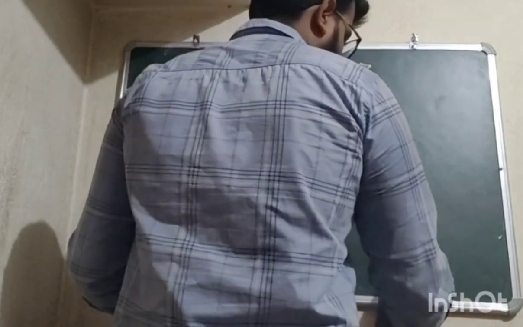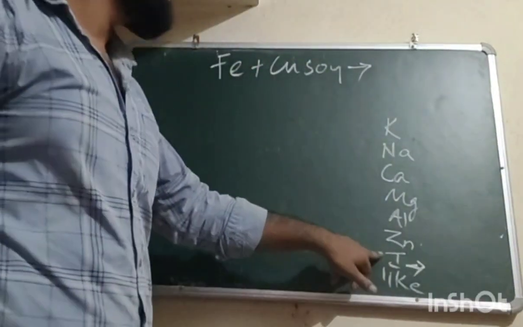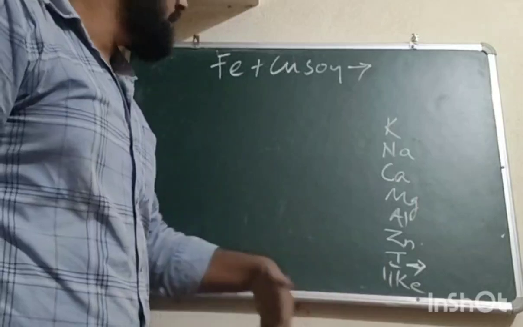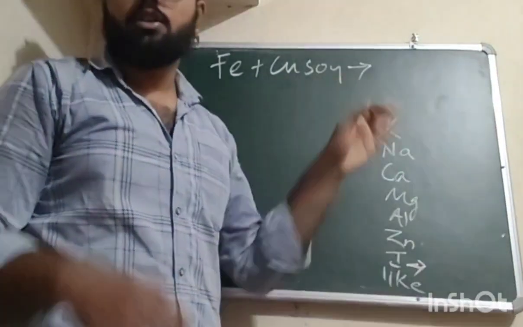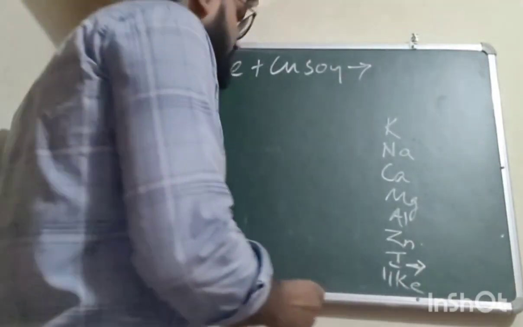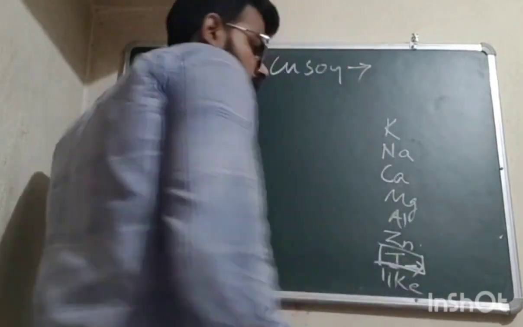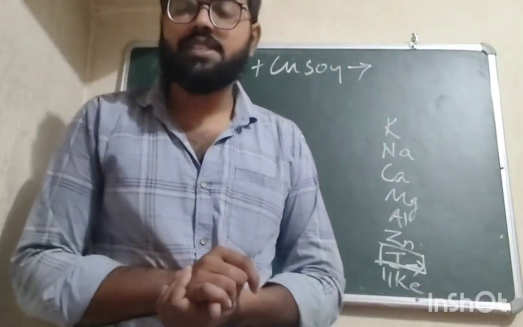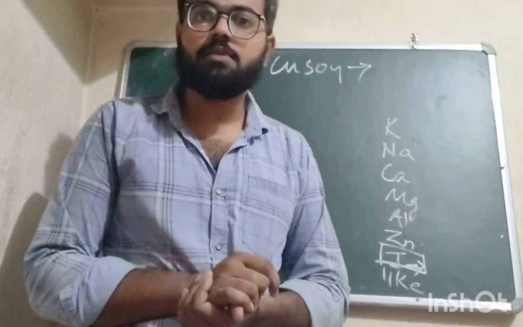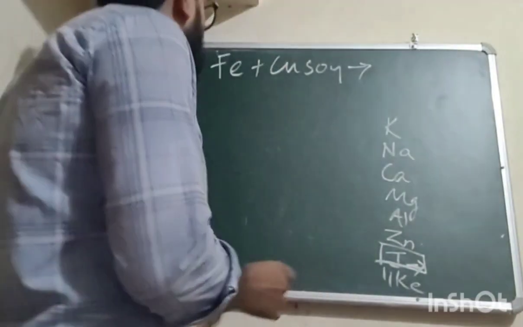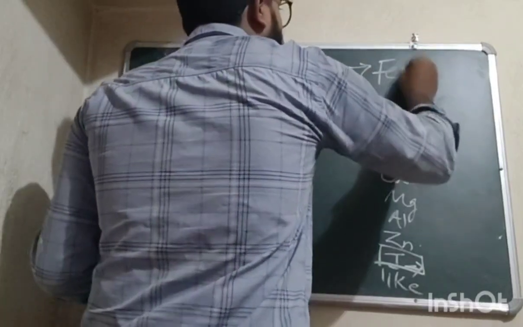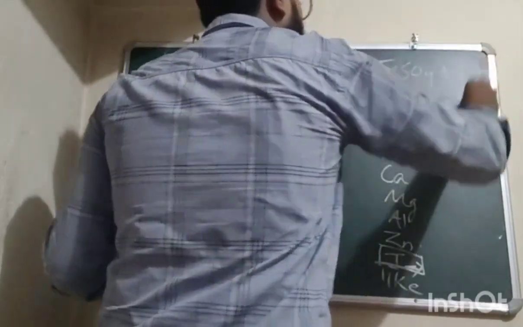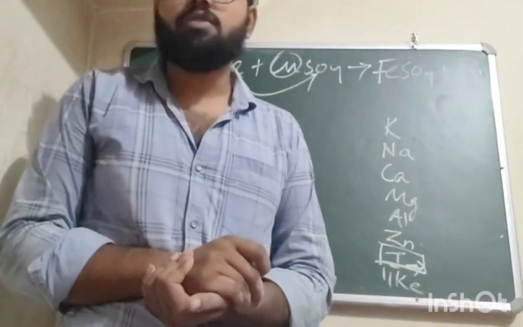Now here iron is there. Iron is before copper in the reactivity series, and copper is after that. We see that iron occupies a higher position, so we can conclude that it is more reactive. So it will react, and it will displace the copper and give FeSO4 plus Cu. Okay, this will be the equation.